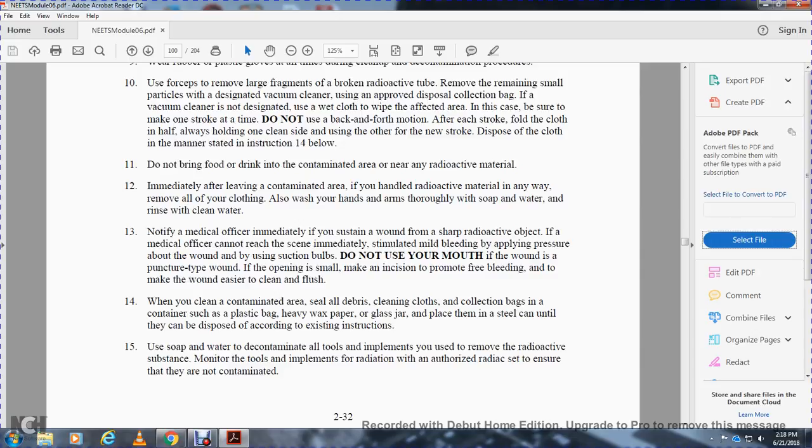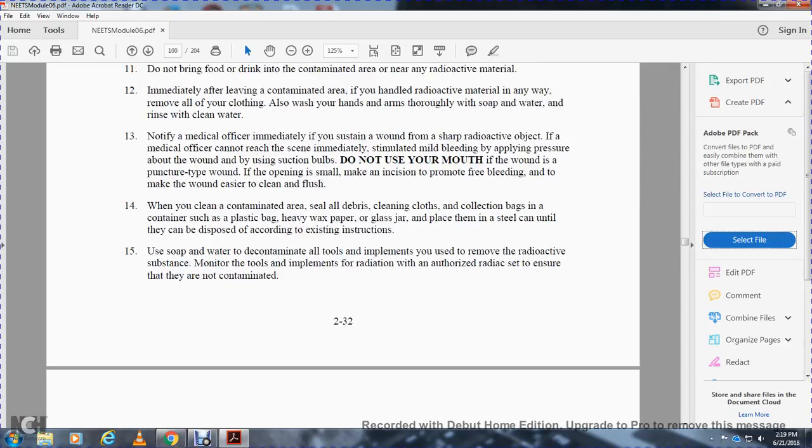If the medical officer cannot reach you or see you immediately, stimulate mild bleeding by applying pressure around the wound using a suction bulb. Do not use your mouth. If the wound is a puncture type, with a small opening, make an incision to promptly free the bleeding and make the wound easier to clean and flush.